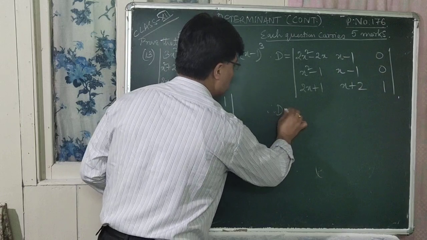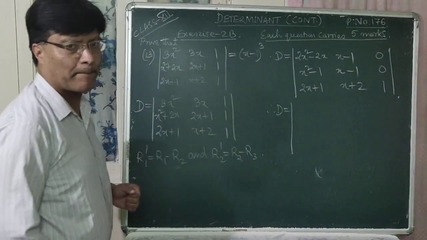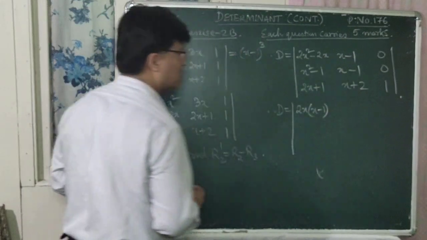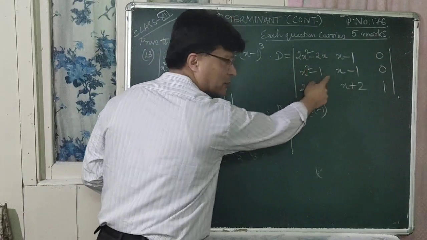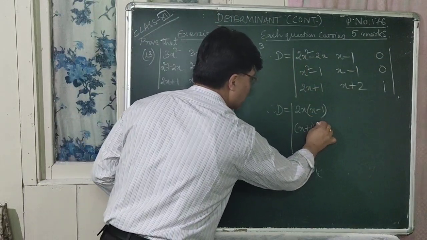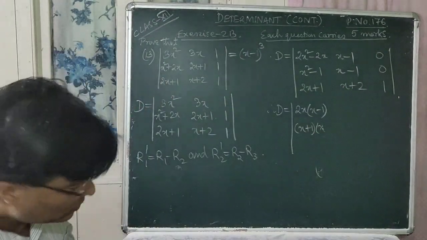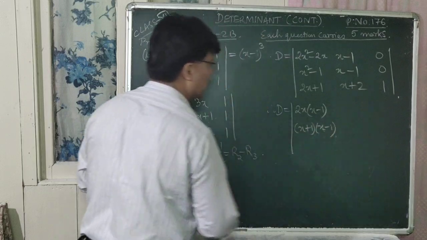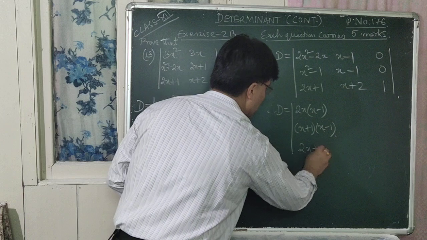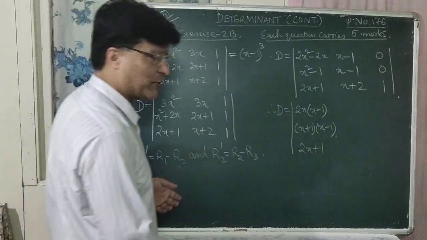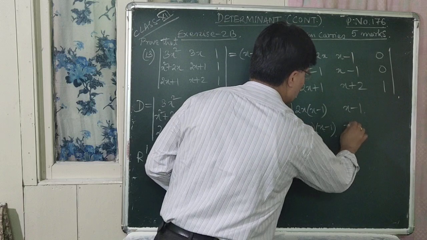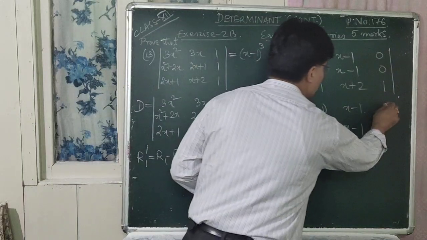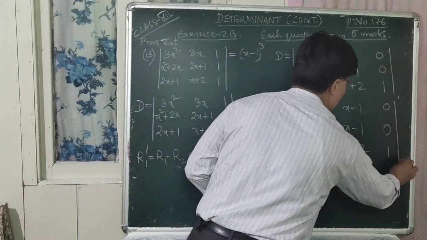So therefore D is equal to, you can simplify this first term. In the first column, what is common there? 2x. So it is x minus 1, right? Then here a square minus b square form, a plus b into a minus b. X plus 1 into x minus 1. Then this is 2x plus 1, right? Now second column remains same here. X minus 1, it is x plus 2. Then third column also remains same. That is 0, 0, 1. Right?